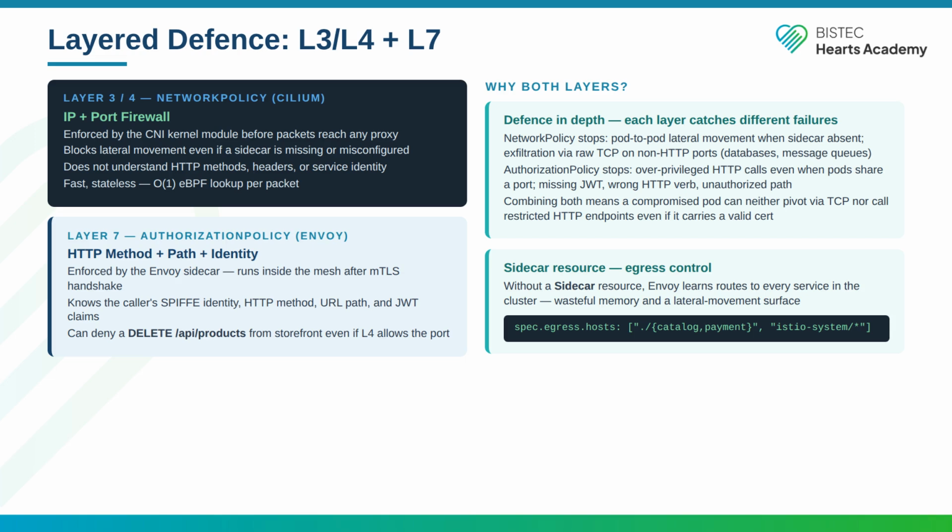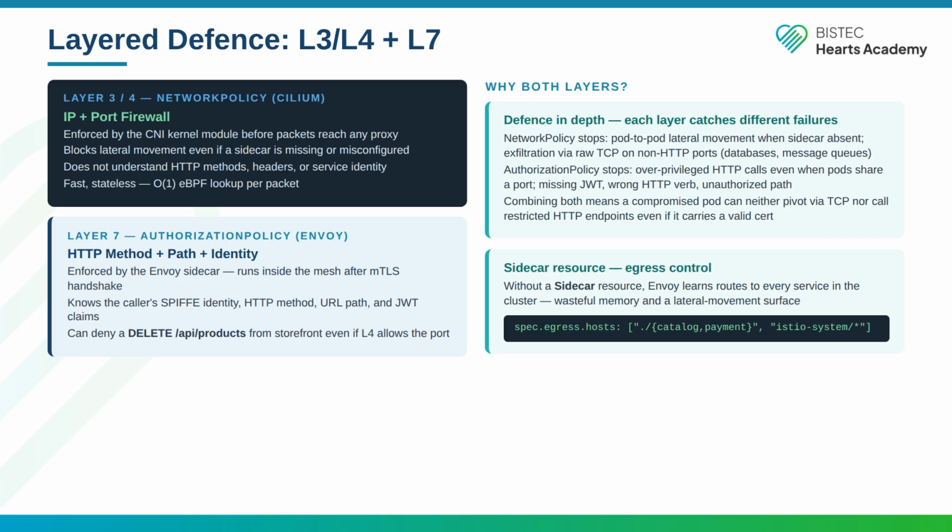Authorization policy, enforced by the Envoy sidecar, understands HTTP verbs, URL paths, JWT claims, and cryptographic workload identity. But it requires the sidecar to be present in the traffic path. If injection has been missed for a pod, authorization policy is never evaluated for that pod's traffic. Combining both layers means a compromised pod can't reach non-allowed services via raw TCP, and even a pod presenting a valid certificate can't call restricted HTTP endpoints.